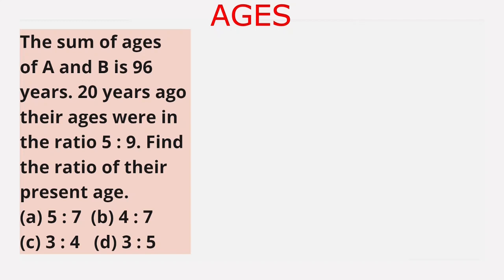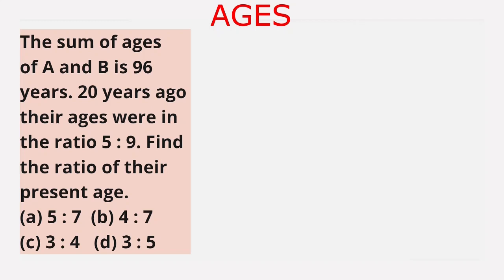And the ratio is 5:9. 9 plus 5 is 14. 14 divides 56 for 4 times. So the age of A is 4 times 5 is 20. And the age of B is 9 times 4 is 36. So 20 years ago, their ages were 20 and 36.